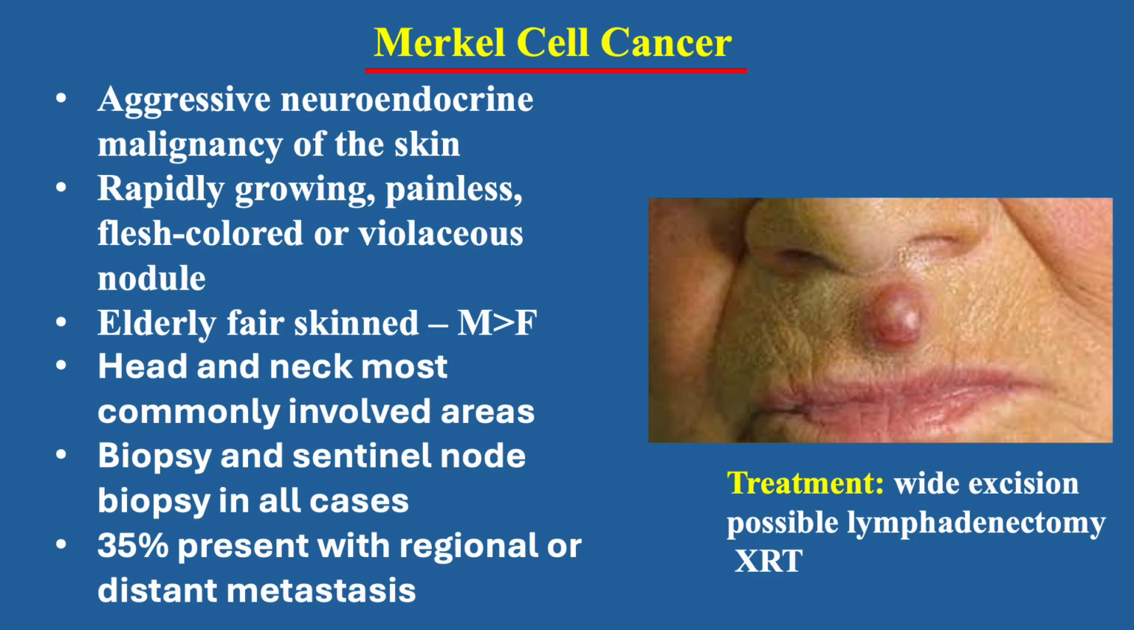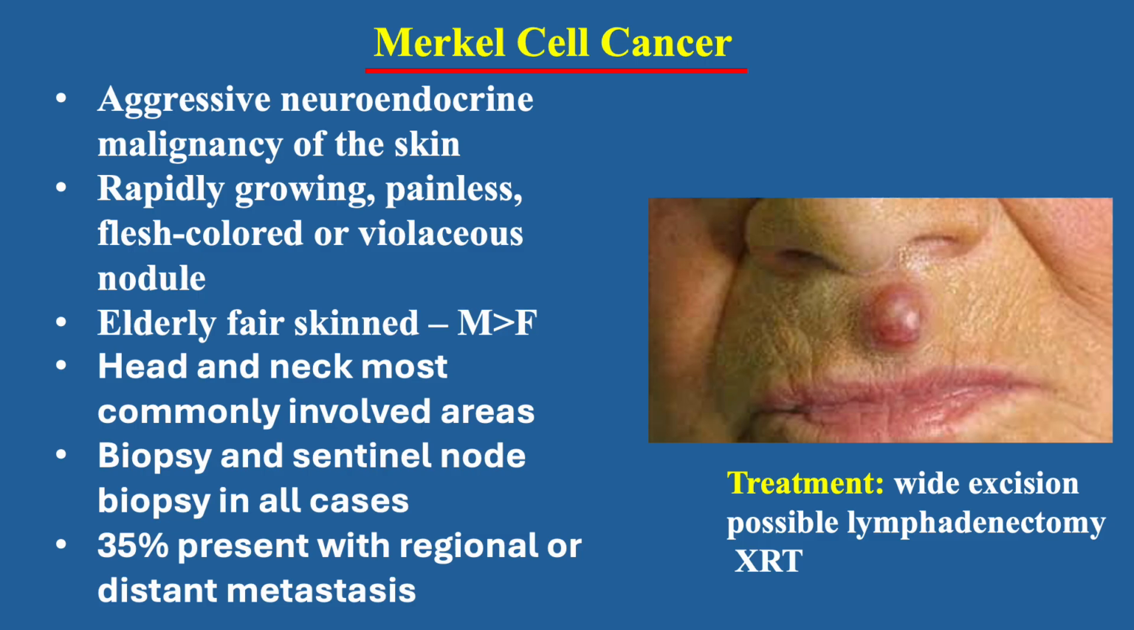Merkel cell cancer. Merkel cell cancer typically presents in the elderly patient as a rapidly growing, asymptomatic, firm, red nodule on sun-exposed skin, with the head and neck region being the most commonly involved. Merkel cell cancer is a rare, aggressive skin cancer that often has local or distant metastatic spread at the time of diagnosis. The prognosis is poor.